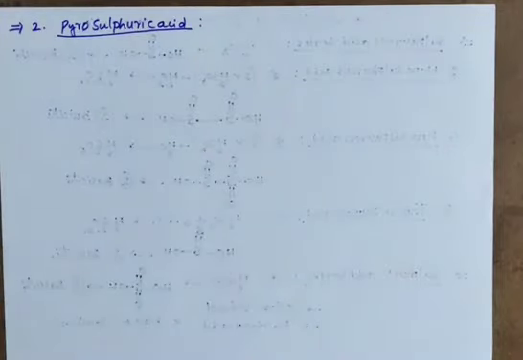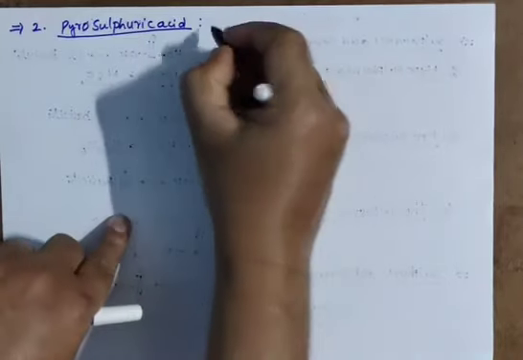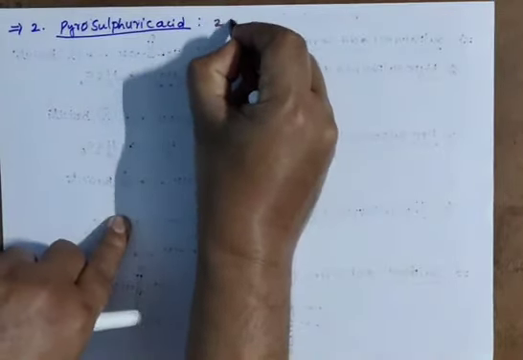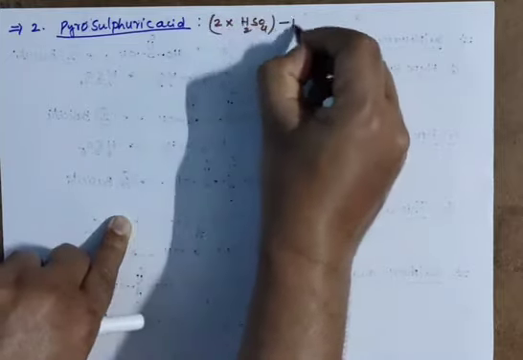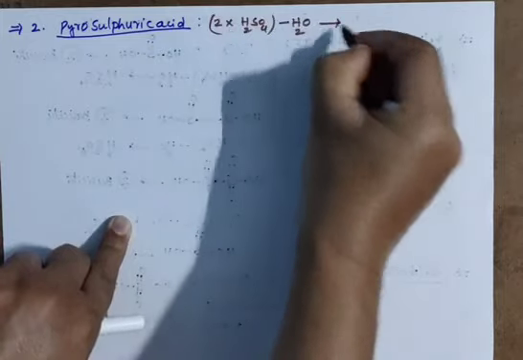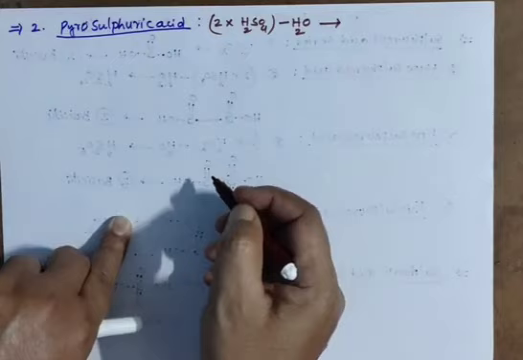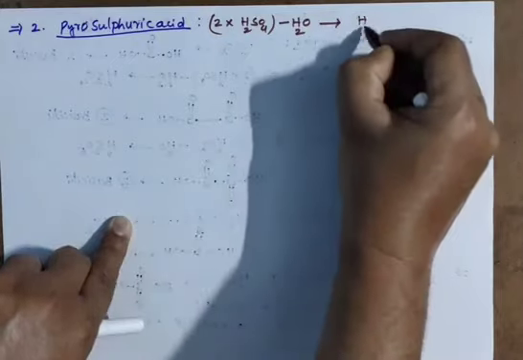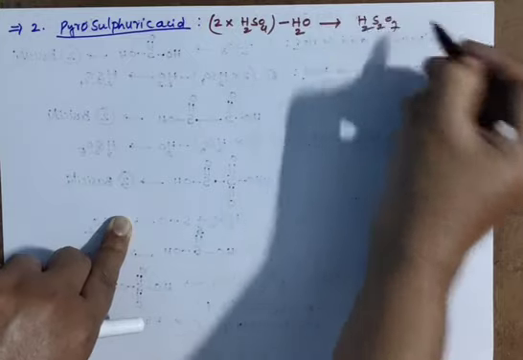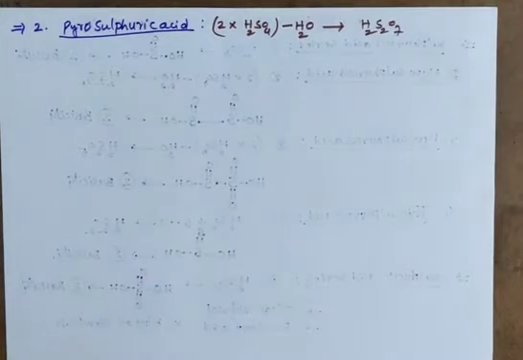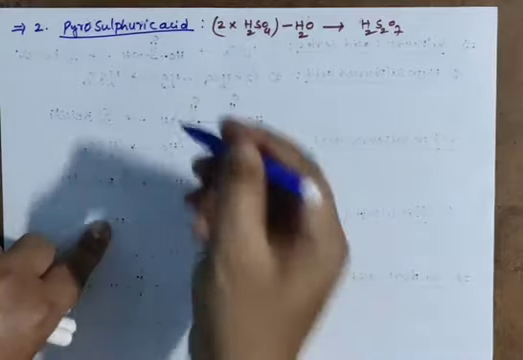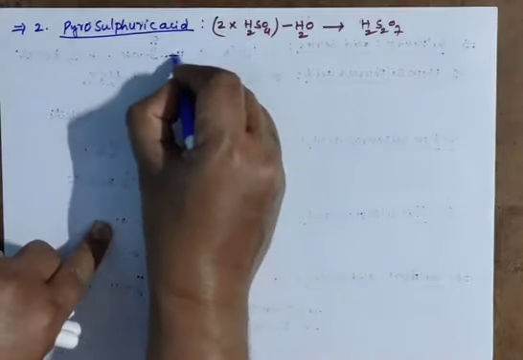Sulfuric acid formula you know na, H2SO4. So write 2 into sulfuric acid minus water, you are getting pyrosulfuric acid. What you are getting? H2S2O7. This we are calling disulfuric acid also. Disulfuric acid. Go for structure now.